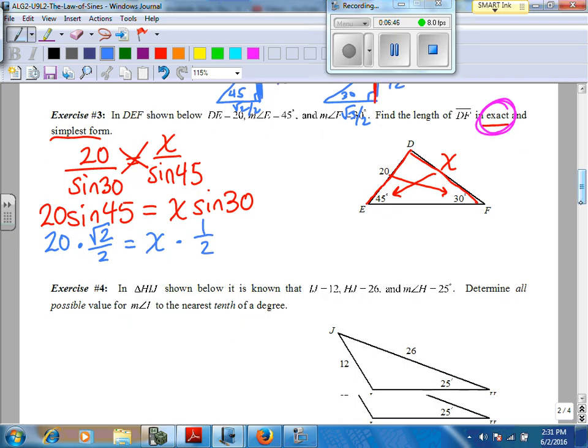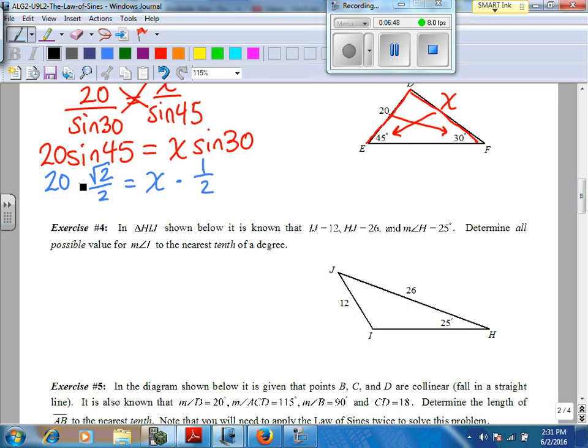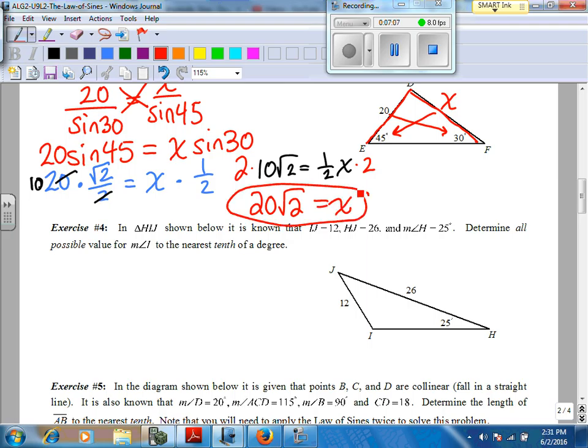We could do some simplifying here. 20 times square root of 2 over 2. 20 over 2 is 10. So you get 10 square root of 2 equals 1/2 of x. And the easiest way to get rid of that half, rather than dividing by a half, is to multiply by 2. So you're going to get 20 square root of 2 equals x. And that is our exact answer in simplest form.